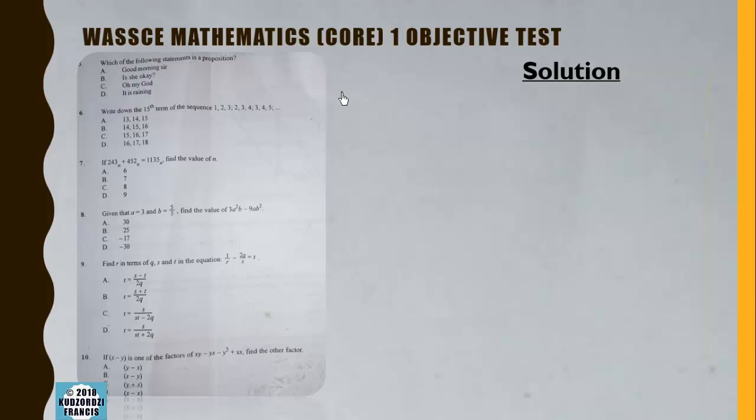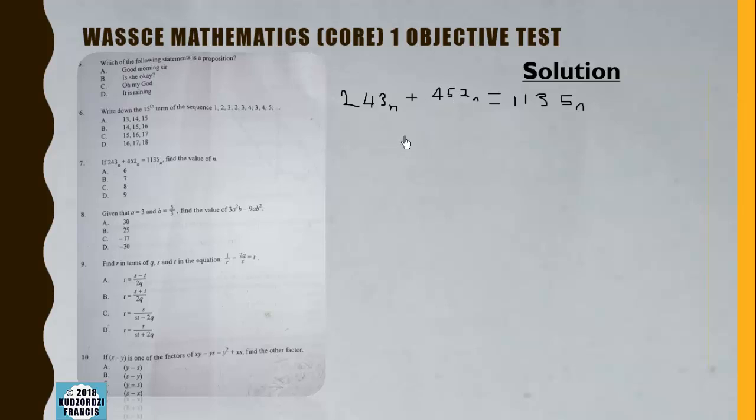We have this and we want to find the value of n. So we have 243 base n plus 452 base n is equal to 1135 base n. So we can simplify this.